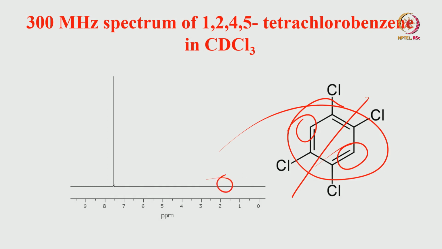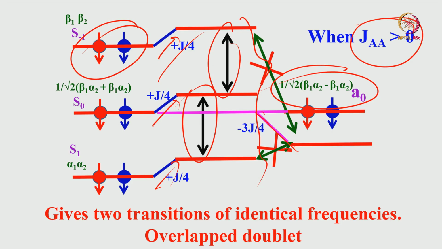It has only 2 transitions, and the outer transitions have completely disappeared. Of course, you may ask me a question: what happens if JAA, instead of positive, becomes negative? Everything is the same. Instead of this pushing up, all 3 will push down by J by 4, and instead of this pushing down, this pushes up by 3J by 4, that is all. Again, the transition frequencies remain the same.